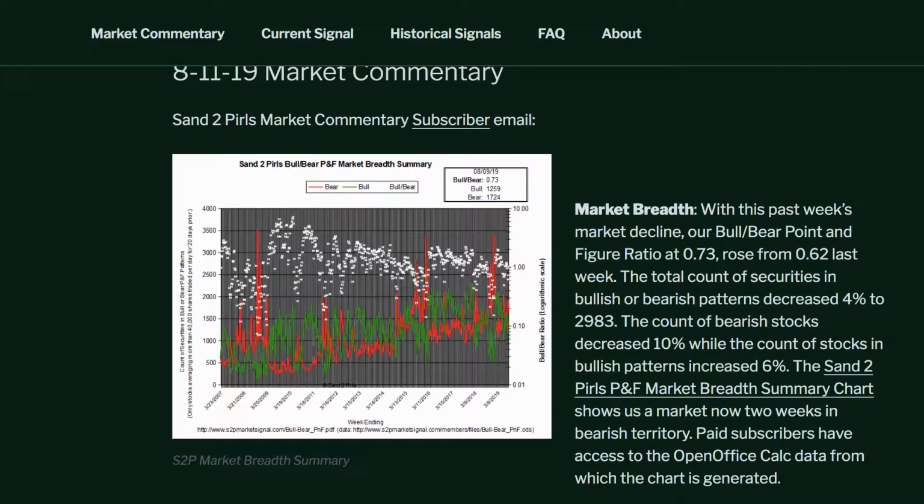0.62 last week. The total count of securities in bullish or bearish patterns decreased 4% to 2,983. The count of bearish stocks decreased 10%, while the count of stocks in bullish patterns increased 6%. The Pirls PNF market breadth summary chart shows us a market now 2 weeks in bearish territory.